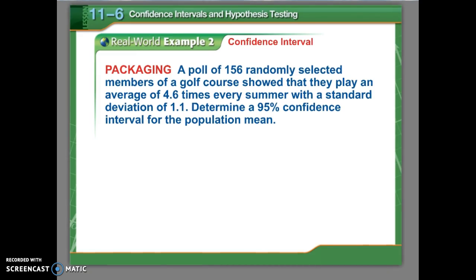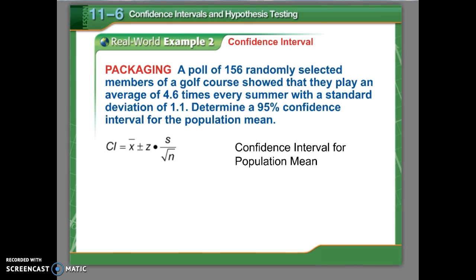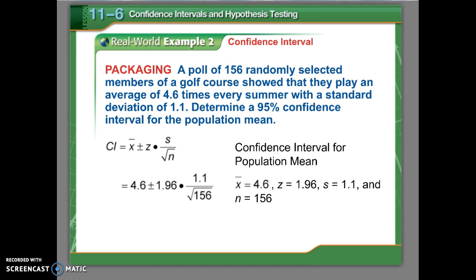So example 2 says a poll of 156 randomly selected members of a golf course showed that they played an average of 4.6 times every summer with a standard deviation of 1.1. Determine a 95% confidence interval for the population mean. So we're going to use our confidence interval formula, x bar plus or minus z times s over square root of n. We need to find our z value, so I'm going for 95%.